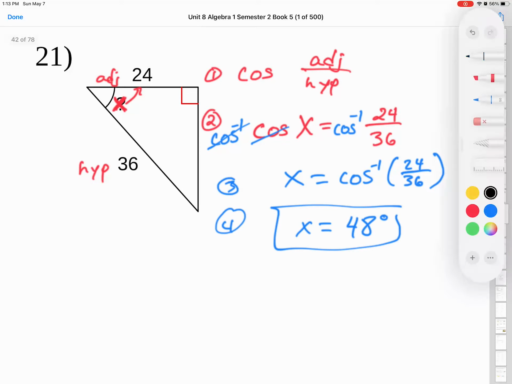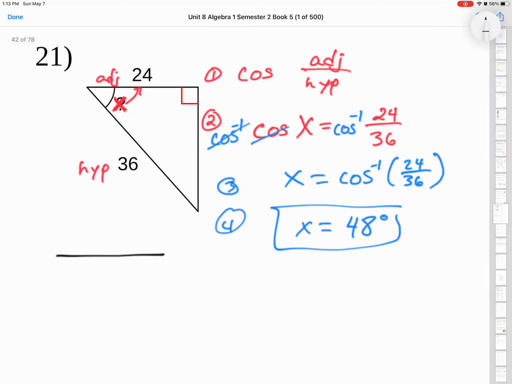Now, again, I had a fantastic question the other day. Students were like, hey, Mr. B, can I simplify that 24 over 36? And I'm like, yeah, absolutely. You absolutely can. Now let's see the why really quickly.